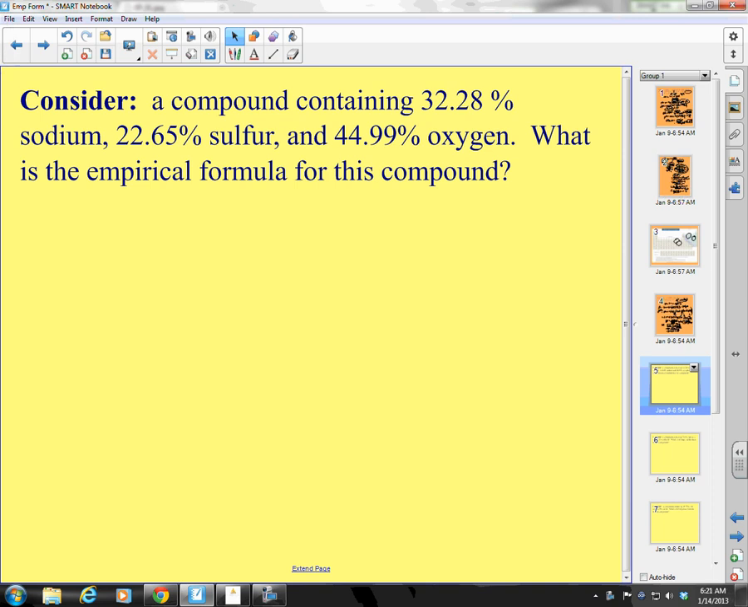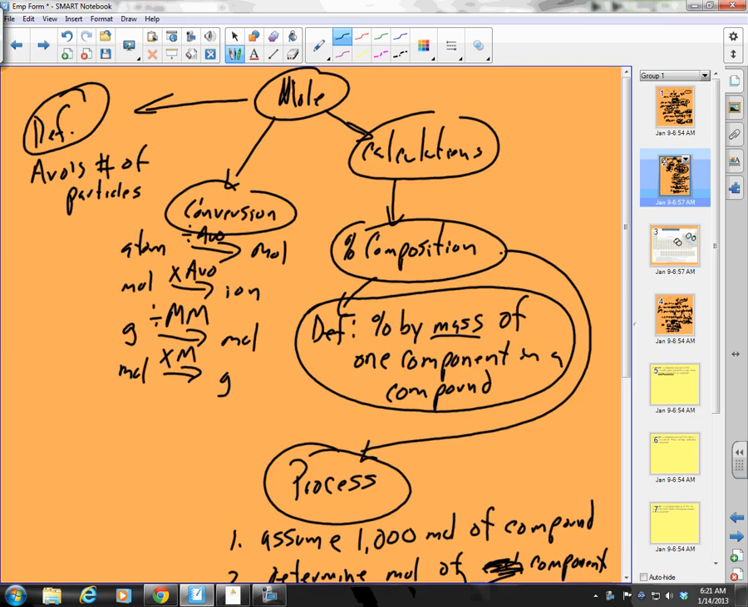Consider a compound containing 32.28% sodium, 22.65% sulfur, and 44.99% oxygen. What is the empirical formula for this compound? Yikes, we have a new concept, right? Empirical formula. So let us go back to our notes.